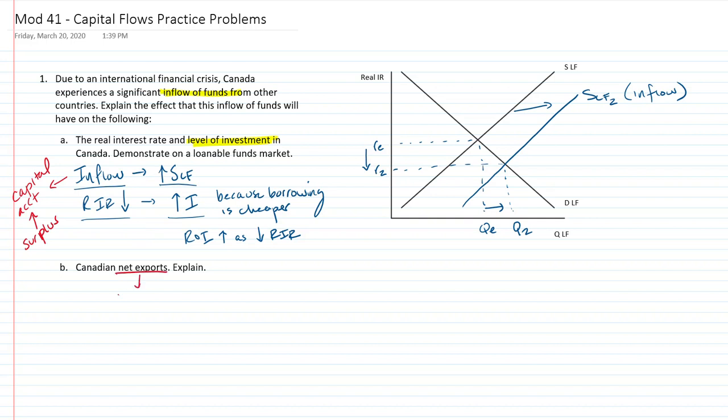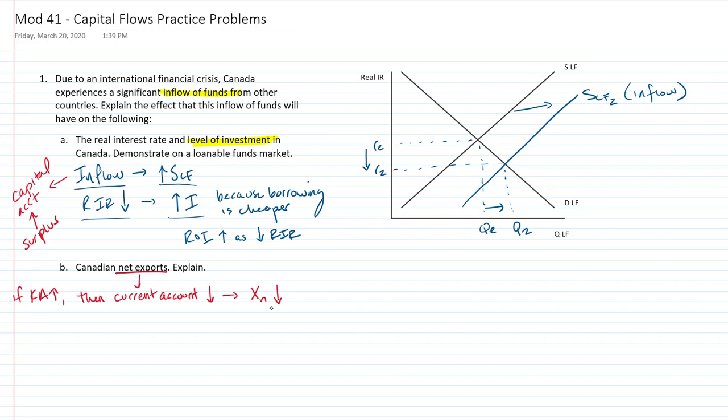Meanwhile, net exports are on the current account. And we know that those two accounts have to add up to 0, or they have to be opposites. So if the capital account is increasing, then the current account must be decreasing. So we can say that net exports will likely decrease.